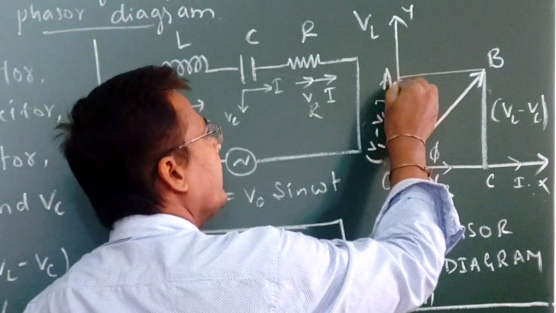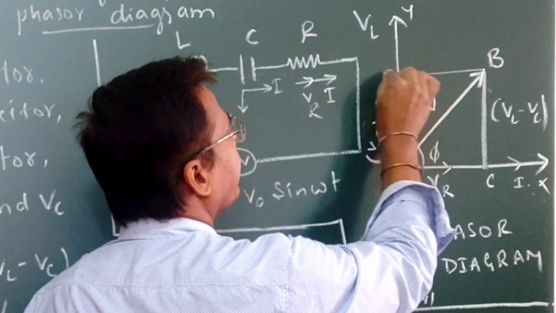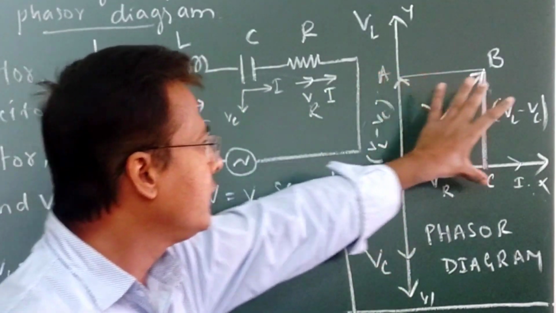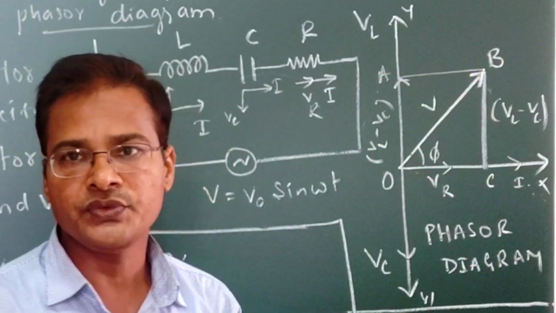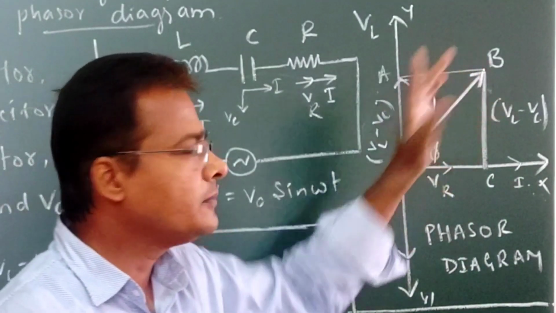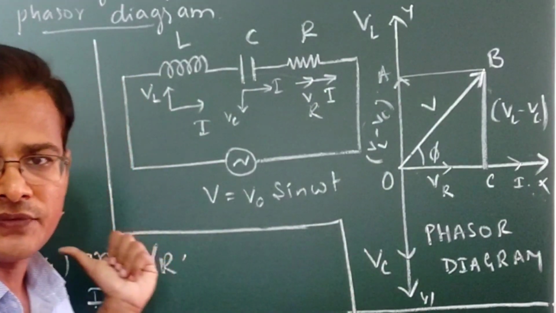O2A is VL minus VC. Similarly, BC is also the same thing, VL minus VC. And V is the resultant potential. That we are going to see in the phasor diagram.